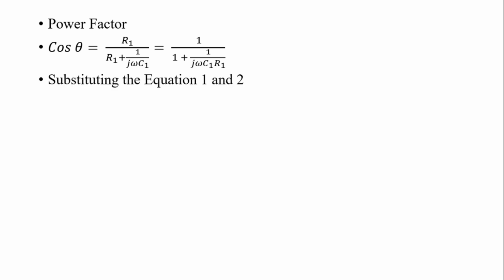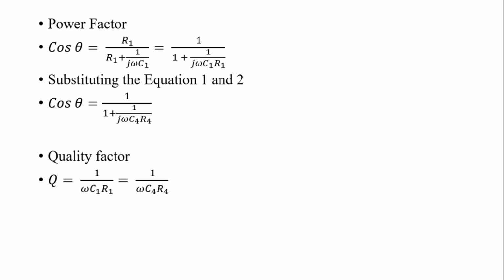Now, regarding the power factor, we have the formula cos theta is equal to R1 over R1 plus 1 over j omega C1, which can also be written as 1 over 1 plus 1 over j omega C1 R1. Upon substituting equations 1 and 2 in the power factor formula, we have cos theta is equal to 1 over 1 plus 1 over j omega C4 R4. The quality factor, given as Q is equal to 1 over omega C1 R1, upon substituting equations 1 and 2, becomes 1 over omega C4 R4.